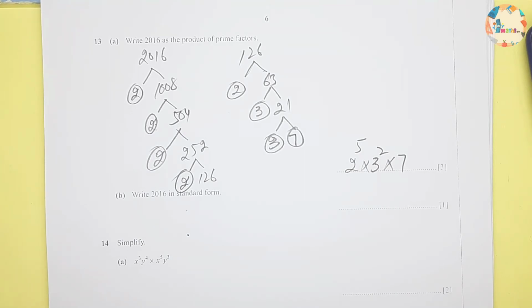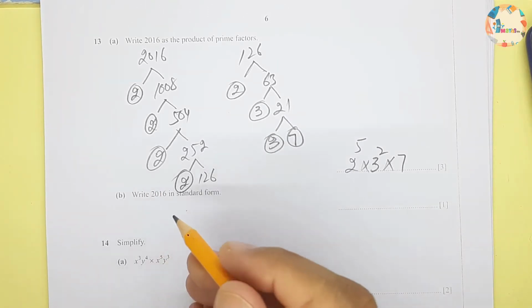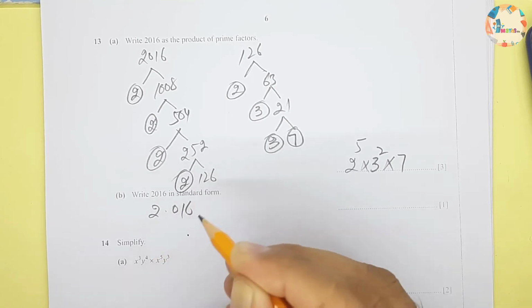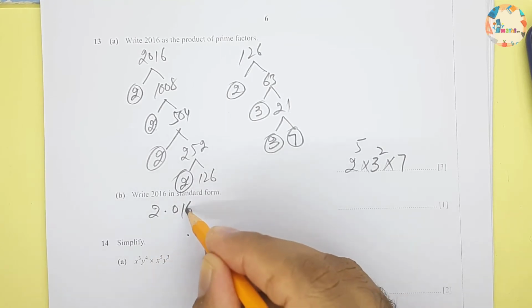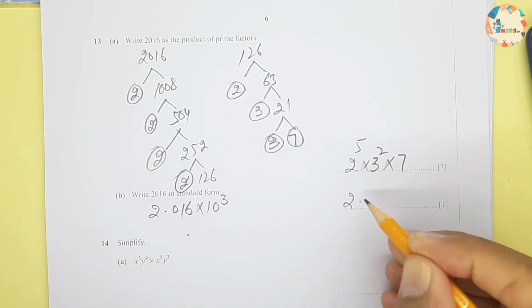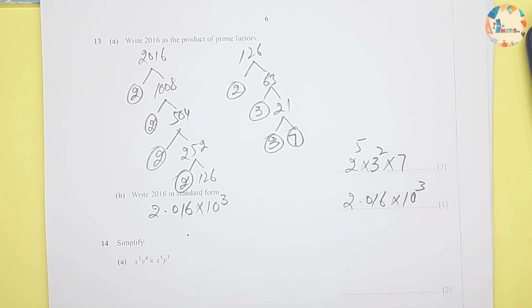Write 2016 in standard form. We need the decimal after the first non-zero number, so it will be 2.016, and the decimal we have shifted 1 2 3 places, so multiply by 10 raised to plus 3, so 2.016 times 10 raised to power 3. This will be our answer.